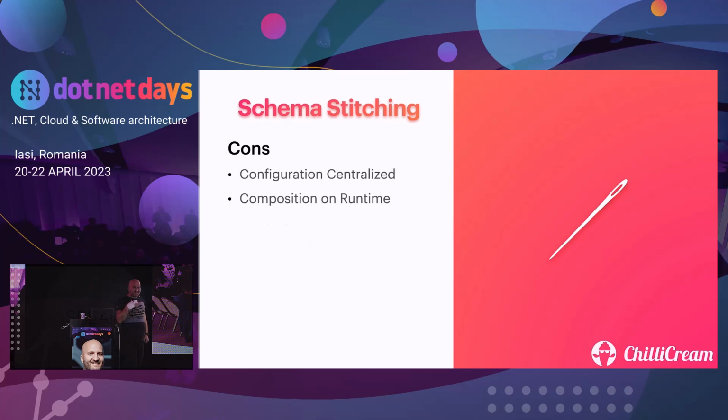But it still doesn't give us the freedom that I promised, because the configuration for such a gateway is centralized. The composition is at runtime. Composition means the process of merging your schemas into one graph. And that means you still have this one bottleneck in your deployment.